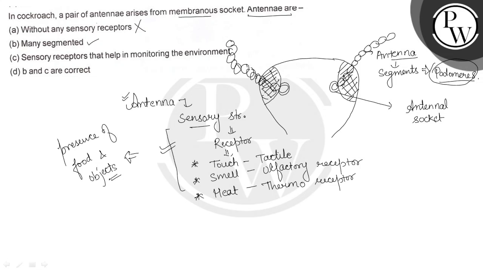Next is sensory receptors that help in monitoring the environment. So this is true because with the help of these receptors, the cockroach can detect these stimuli from its surroundings. So they are helping in monitoring the environment. So both B and C statements are true. So the right answer of this question is option D.